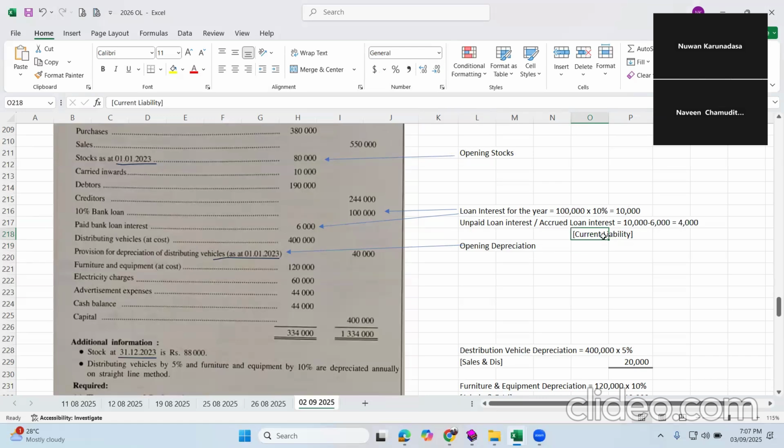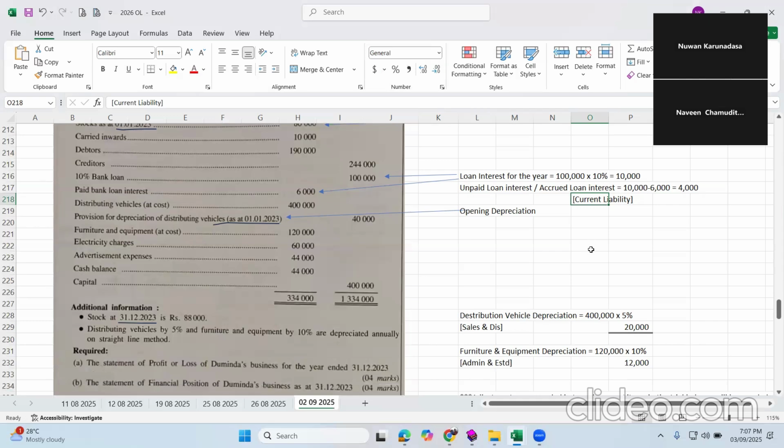Accrued loan interest. Accrued loan interest is for us, what is it? Current liability, right? Very important. Naveen, put in the best effort to understand. Anything you need, just ask me to clarify. Then distribution vehicle, it's a fixed asset. Provision for distribution vehicle depreciation, this is the opening balance, 40,000. Then furniture and equipment again, 120,000, it's a cost. Electricity expense, advertisement expense, cash balance, capital.